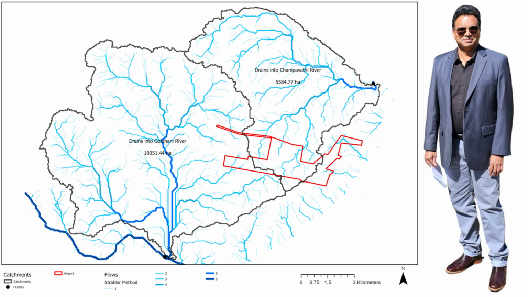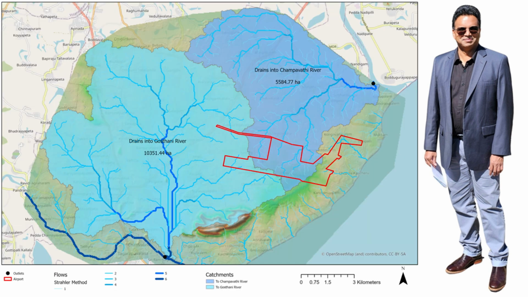Please note the catchment boundaries are based on the pre-construction elevation model. So the central line of the catchment will shift after post-construction. The catchment draining into Champavati River is roughly half of the size of the catchment flowing towards Gotsani River.